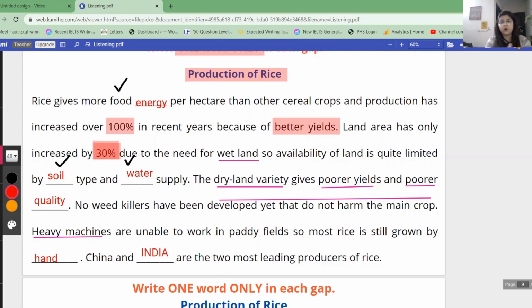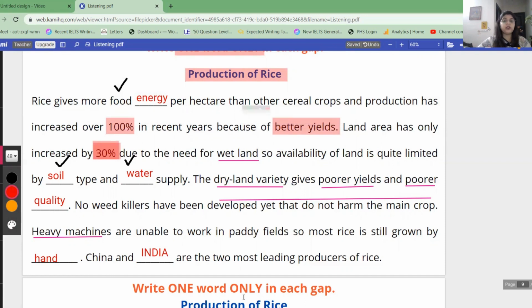Like, they spoke a lot. The man spoke a lot, but there were certain points that acted as landmarks. See, in the first line only they were having the answer: rice gives more food energy. After that, they didn't talk about 100% anywhere. Okay, they talked about better yields.